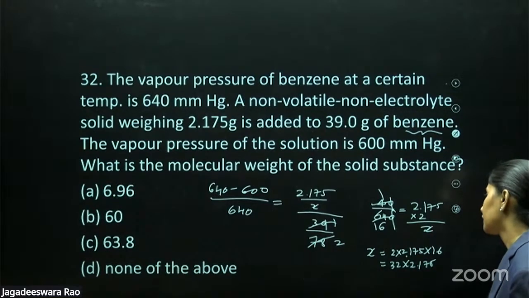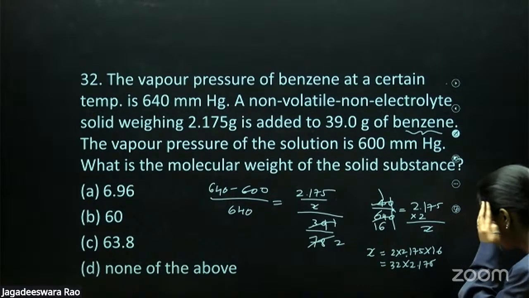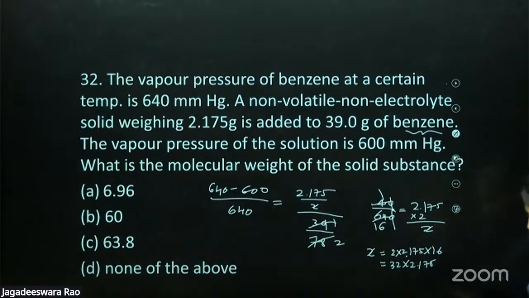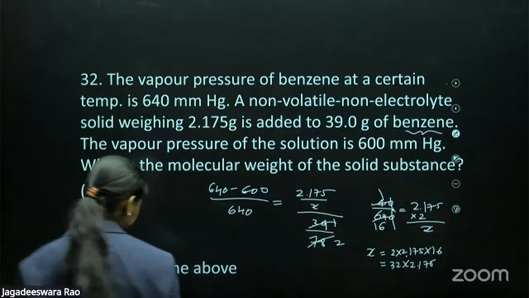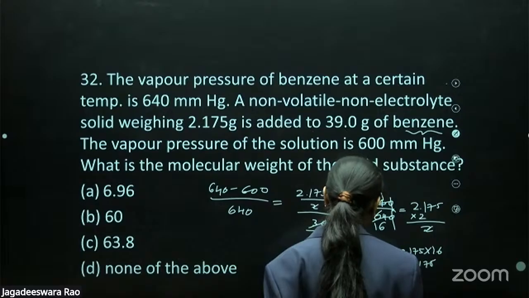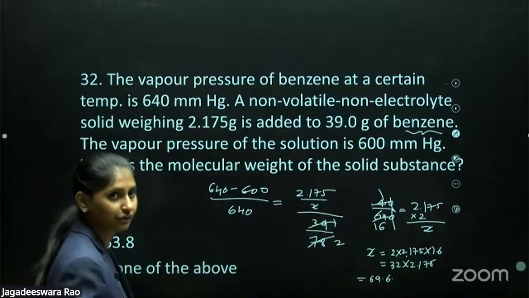Let me check once again. 16 twos are 32. 32 into 2.175. Yeah. The answer is 69.6, but they've given in the first option 6.96. So the correct answer for this is 69.6. Because of that, the answer is not matching, so it is none of the above. Check whether you also got the same thing.